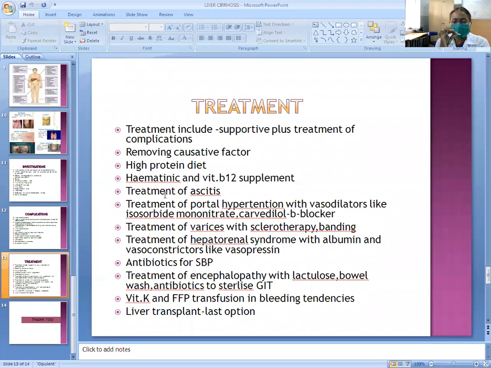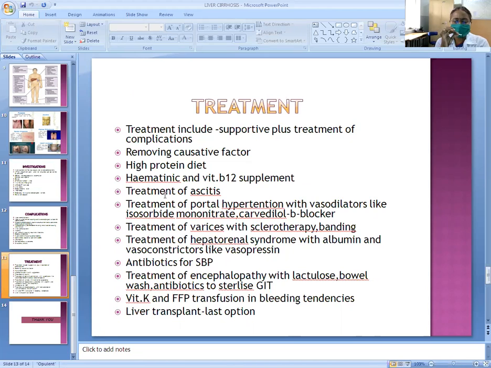For that laxative, the preferred drug is lactulose or bowel wash or enema. And then antibiotics to sterilize the GIT. The preferred antibiotic to sterilize the GIT is neomycin, which is active locally. So treatment of encephalopathy is to remove toxic substances with the help of laxatives, that is lactulose, bowel wash, and antibiotics. Then vitamin K and fresh frozen plasma transfusion if there are bleeding tendencies.